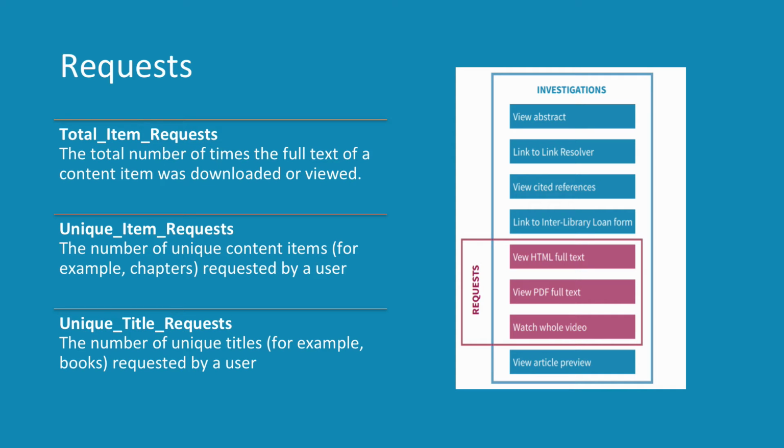Total item requests means the total number of times the full text of a content item was downloaded or viewed. This is equivalent to the full text download counts in Counter Release 4 JR1 reports. Unique item requests means the number of unique content items, for example chapters, requested by a user. If a user requests the same content item twice, it will count as 2 total item requests, but only 1 unique item request. Unique title requests means the number of unique titles, for example books, requested by a user.